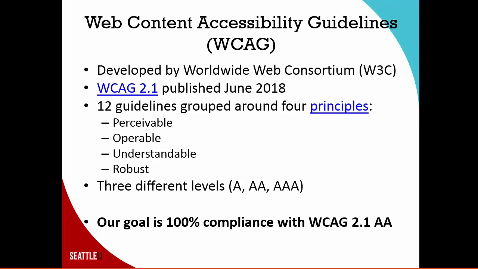The most recent version, WCAG 2.1, was just released earlier in 2018 and includes 12 guidelines grouped around 4 principles: perceivable, operable, understandable, and robust. WCAG 2.1 also has 3 different degrees or levels of conformance in order to meet the needs of different groups in different situations. Single A, the lowest level, double A, the mid-range, and triple A, the highest level with the most success criteria. The web team's goal is for the Seattle University website to be 100% compliant with WCAG 2.1 AA within the next 2 years, but we need your help as content editors to reach this goal.